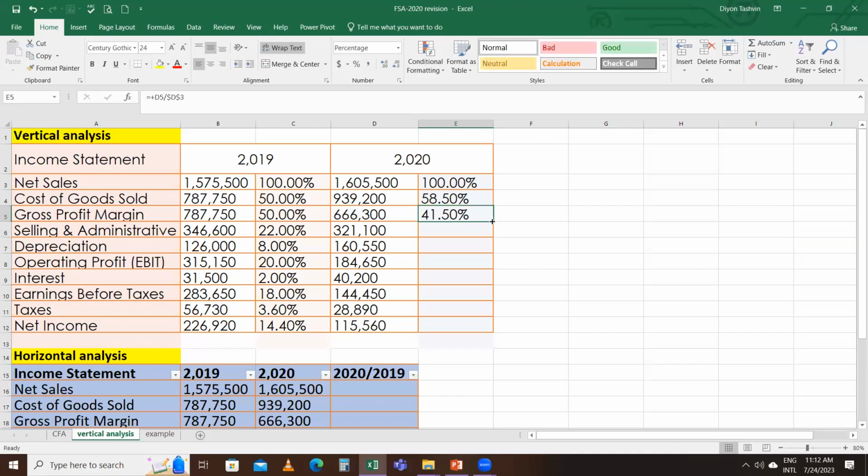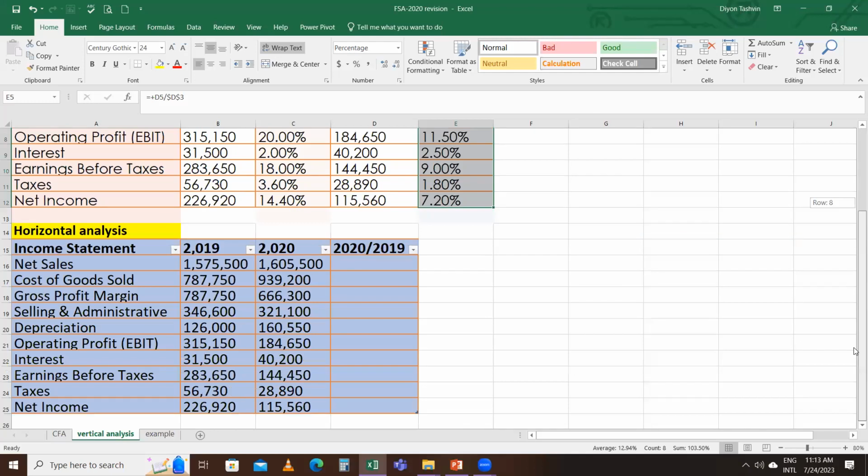To save time, I'm going to drag it down. So you can see how we calculate the common size analysis. If we have the common size statement of financial position, we have to take the total assets, then divide each and every item based on that.